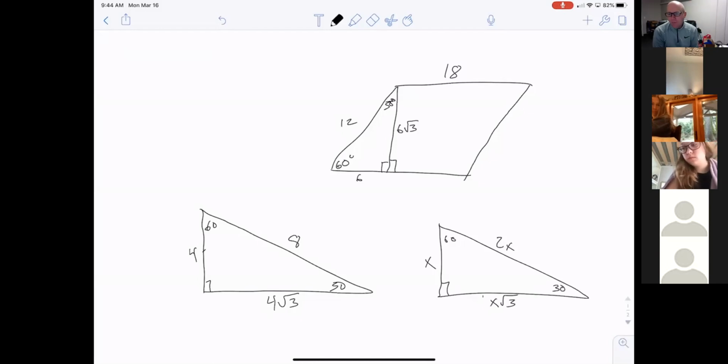Okay, now I can find the area by taking the base times the height. Well, what's the base? It's 18 times that leg. So 18 times 6, you can do the math there. 18 times 6, 108.